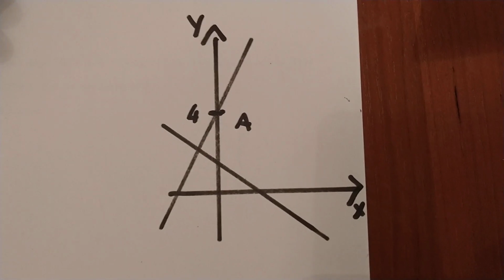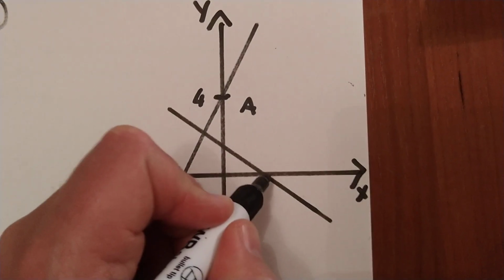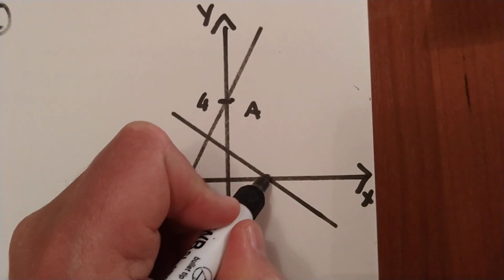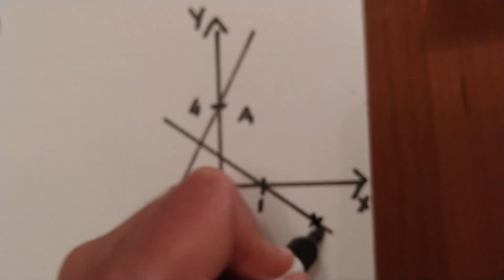And it says there's another line. The second line is going through (1, 0). So again, if it's not to scale, if that's (0, 4), well, I'm going to say that that's (1, 0), and it also goes through the point (2, -1).